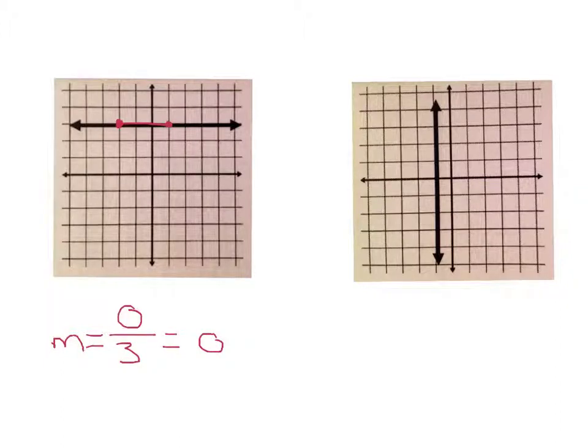If you look at the second one, pick 2 points, any 2 points, and think about rise over run. So the rise, you could think of it as up 1, 2, 3, and then the run is 0. However, you can't divide by 0, so in this case, the slope is undefined.